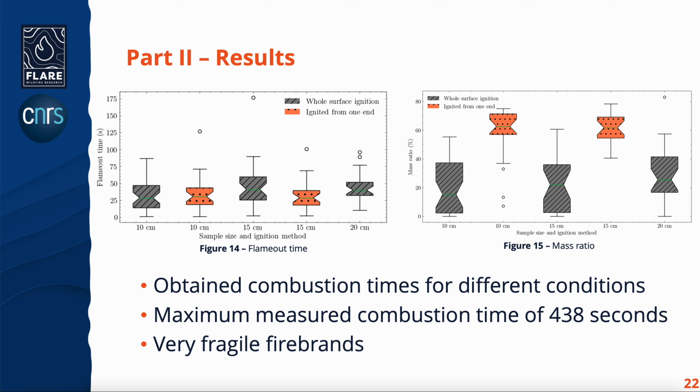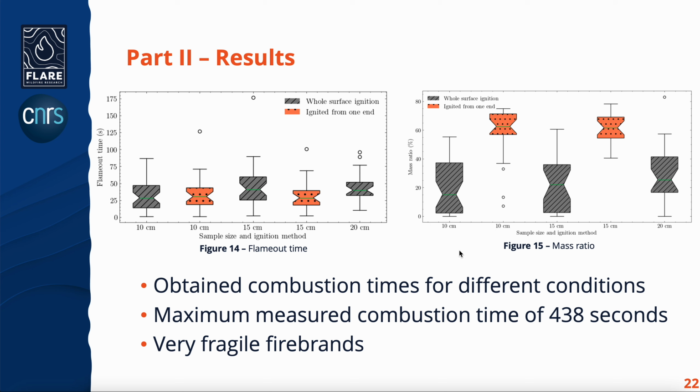which is something that was a little bit unexpected as well, because we thought that the size was going to influence the flaming time of the firebrands. However, an interesting thing is that the mass ratio, so the final mass of the firebrand over the initial mass of the firebrand, does depend heavily on the size and on the ignition technique. And actually the technique that is ignited at one end is producing firebrands with a greater mass ratio, indicating that the firebrands are less fragile as well.